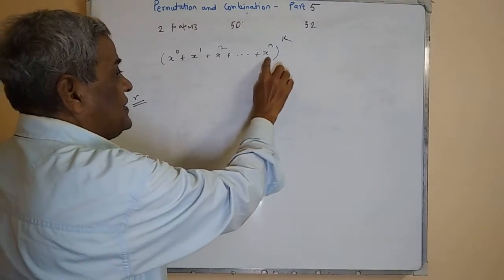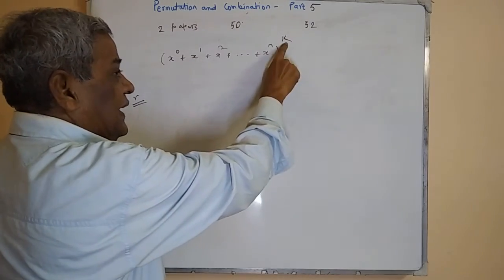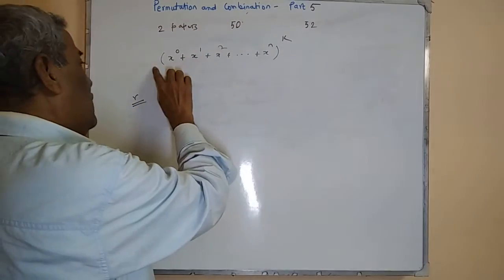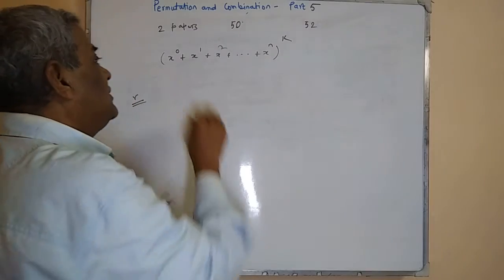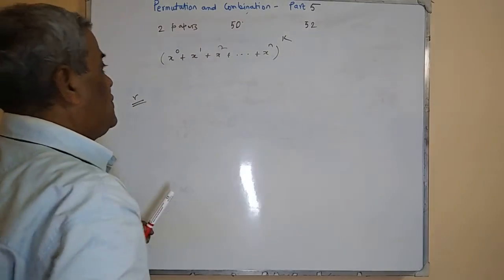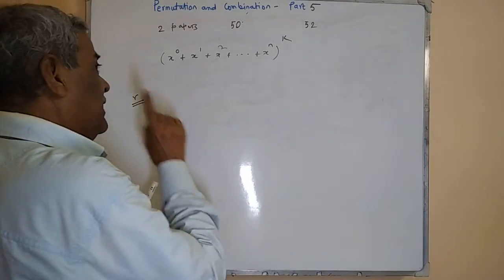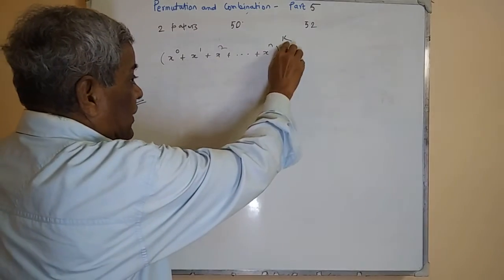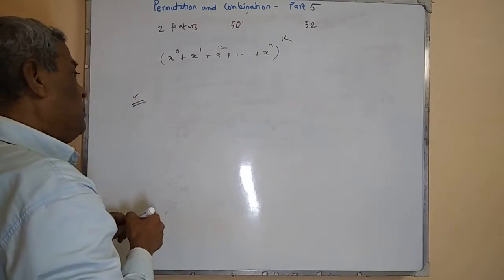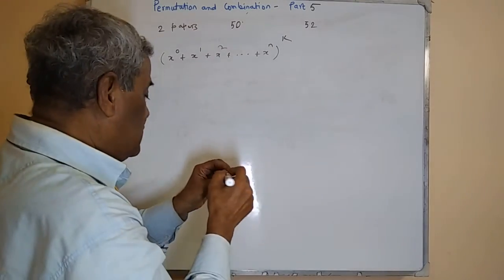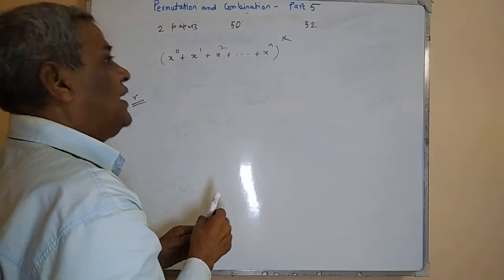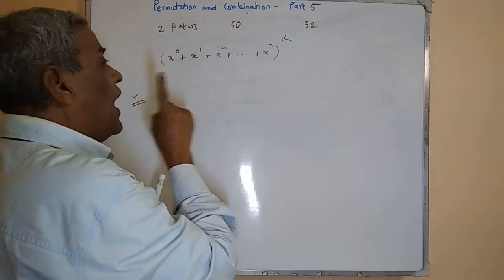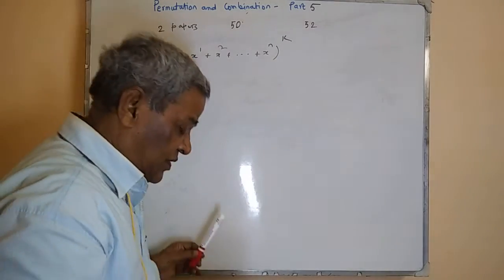One paper contains n marks. k question papers are there. So from this series, not binomial, the coefficient of x to the power r in that series is the answer: in how many ways a student can score r marks in the examination.